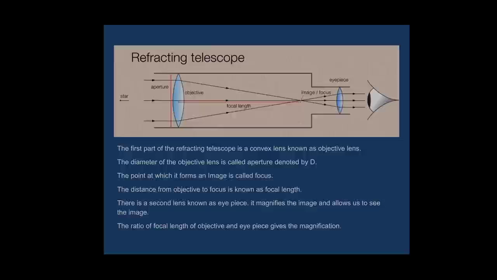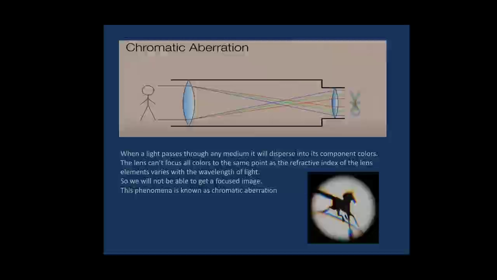We know that when light passes through any medium, it will disperse into its component colors, and the same effect happens here. When light passes through a lens, it disperses into its component colors, but the lens can't focus all colors to the same point, as the refractive index of the lens element varies with the wavelength of light. So we won't be getting a clear and focused image. We will be getting a blurred image as shown in the figure. This phenomenon is known as chromatic aberration.